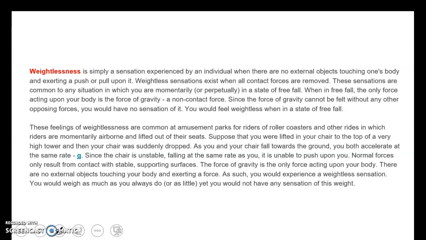When in free fall, the only force acting upon your body is the force of gravity. And since the force of gravity cannot be felt without any other opposing forces, you would have no sensation of it. You would feel weightless when in a state of free fall. They're common on the roller coasters and things we talked about last week. Sometimes when you go over a hill too fast in your car and you feel yourself rise above the seat, that also is weightlessness.